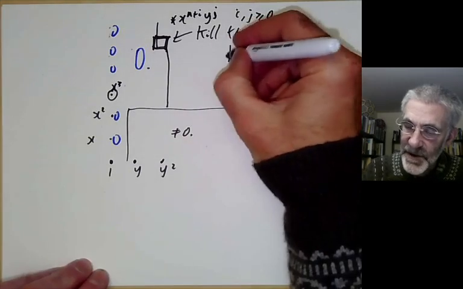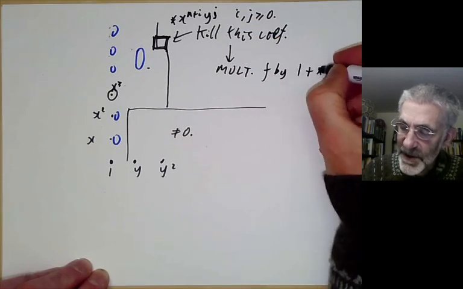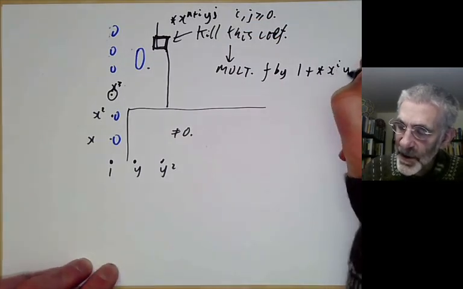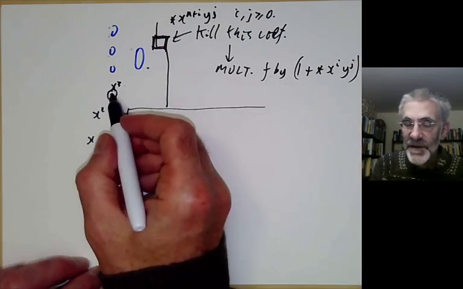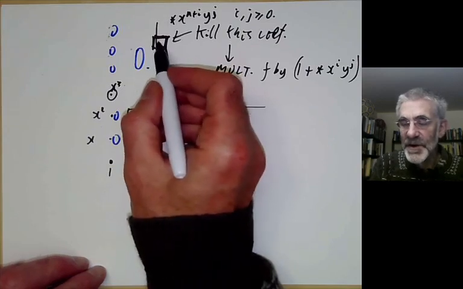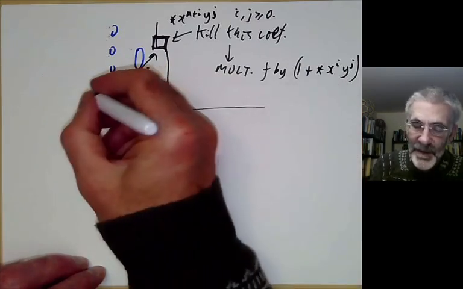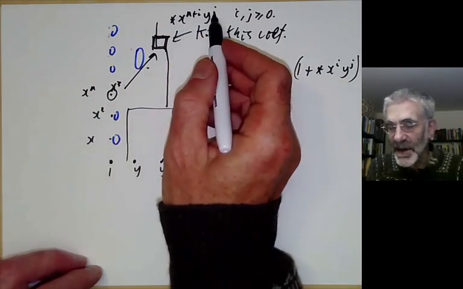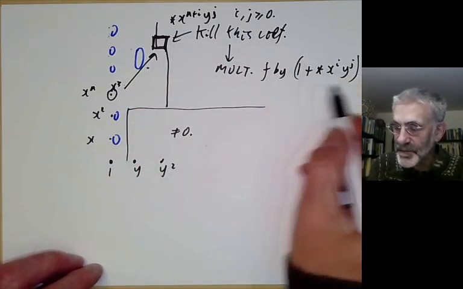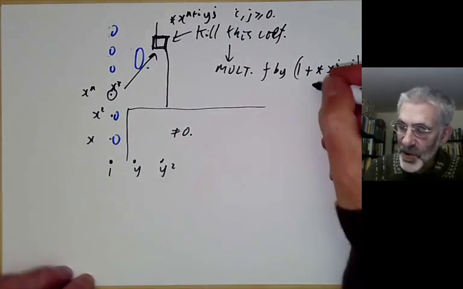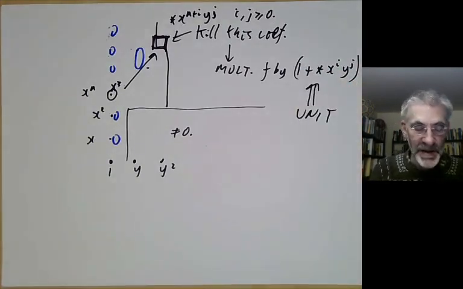How do we kill this coefficient? What we do is we multiply f by 1 plus something times x to the i times y to the j. And we carefully choose this something so that the coefficient of x cubed will kill off the coefficient here. So if we multiply this by x to the i, y to the j, we're mapping x to the n to x to the n plus i times y to the j. So we can kill off one coefficient by multiplying by this unit here. And we notice this is a unit because its leading coefficient is 1.